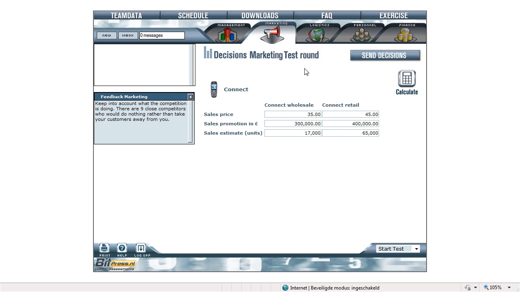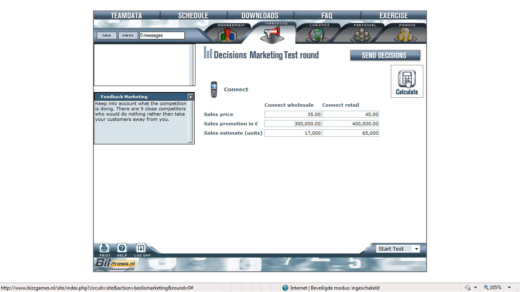On the basis of the competition guide, we estimate sales of 17,000 pieces of the Connect on the wholesale market. Of course, when you choose a different sales price and sales promotion, you have to adjust your sales estimate accordingly. Please take note that we use the comma as a thousandth separator and the point as a decimal separator. After you've filled in your decisions, you can make a pre-calculation with a calculation module.